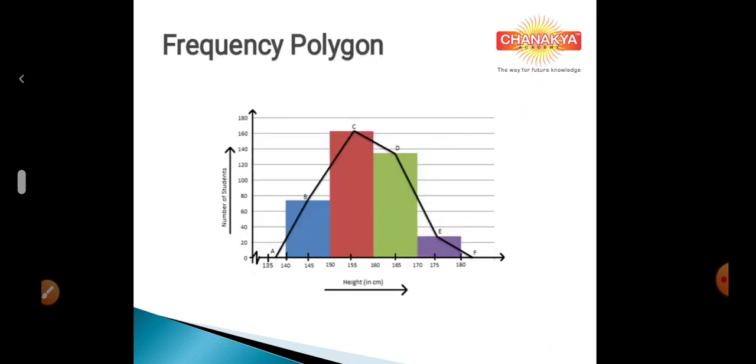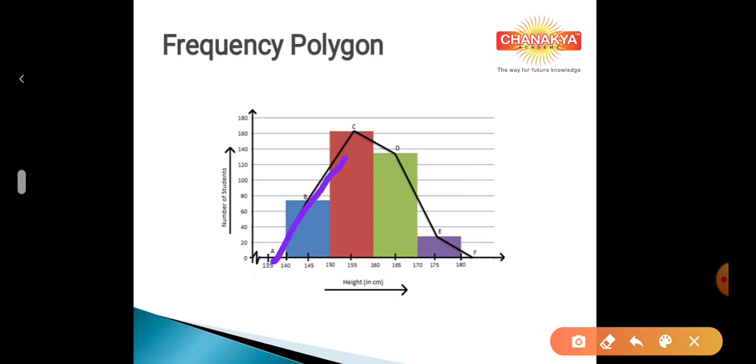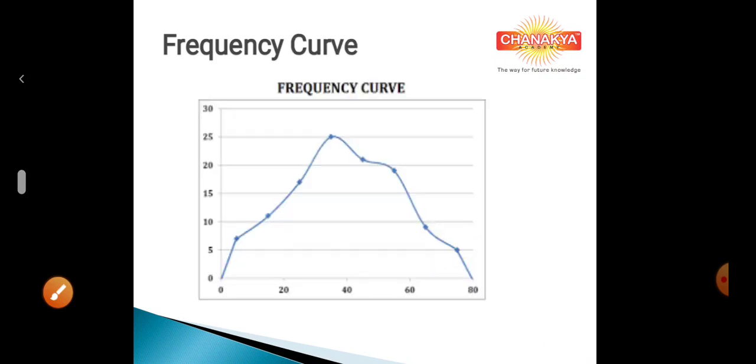Next is your frequency polygon. Can you see the difference? Yes. The same histogram is drawn, and a line connecting all the midpoints of these bars is joined, and then it becomes your frequency polygon.